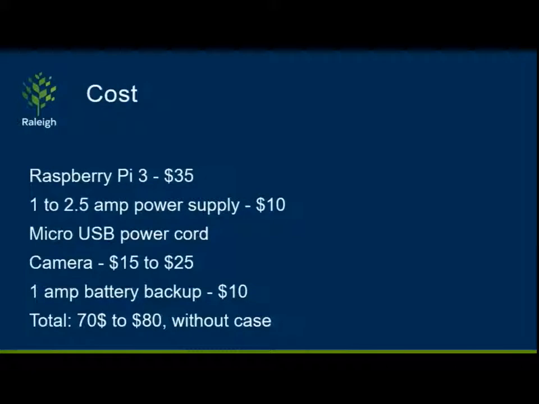So you can actually get by with the Raspberry Pi Zero W instead if you wanted to, because that will record video fine. You just have fewer ports on that, fewer USB ports, but that's only $10 as compared to the Pi 3 for $35. You need at least a 1 amp power supply, which is roughly $10. A power cord you probably already have. A camera is $15 to $25, as I said, and a 1 amp battery backup.